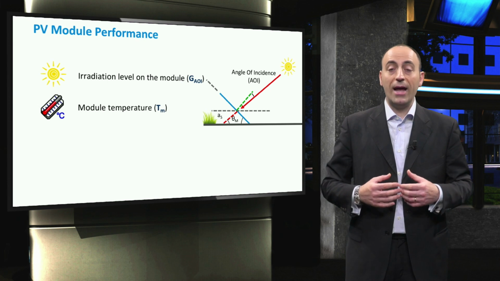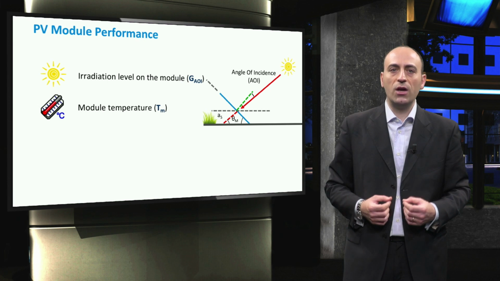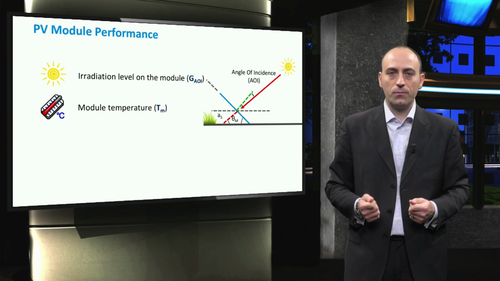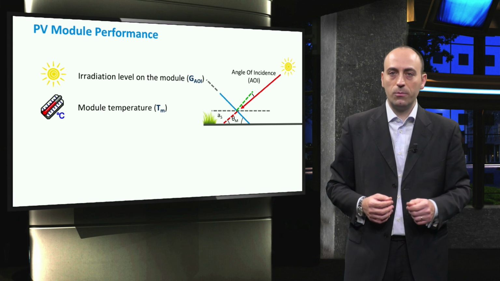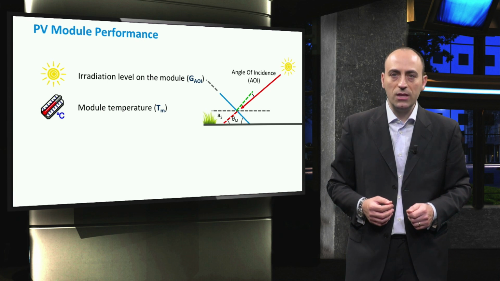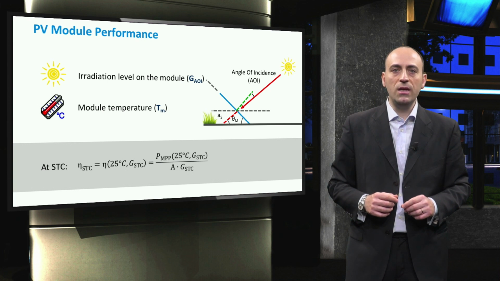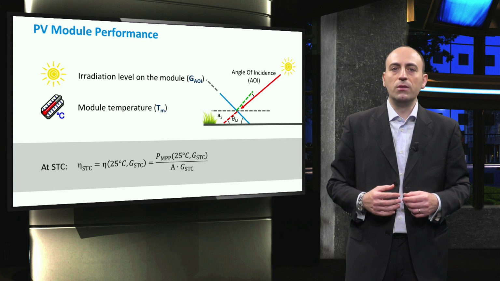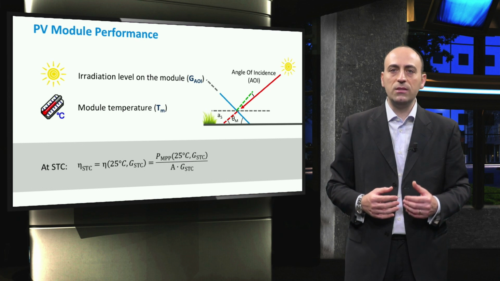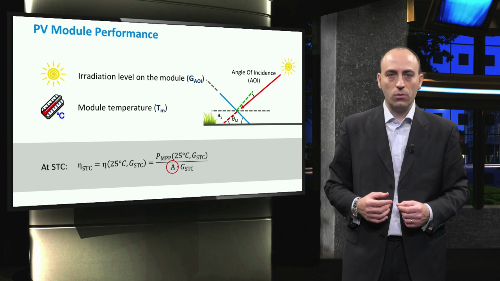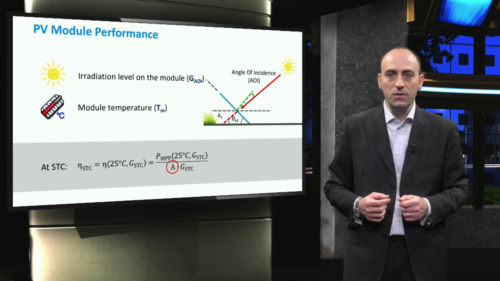Once the temperature and the irradiance are known, we can derive the efficiency of the module as function of irradiance and temperature. You may remember that the standard test conditions are 1000 watt per square meter, 25 degrees Celsius, and no wind. The module efficiency at STC is equal to the ratio between the power at the maximum power point divided by the product of the STC irradiance and the area of the module. So how do irradiance and the temperature affect the efficiency?